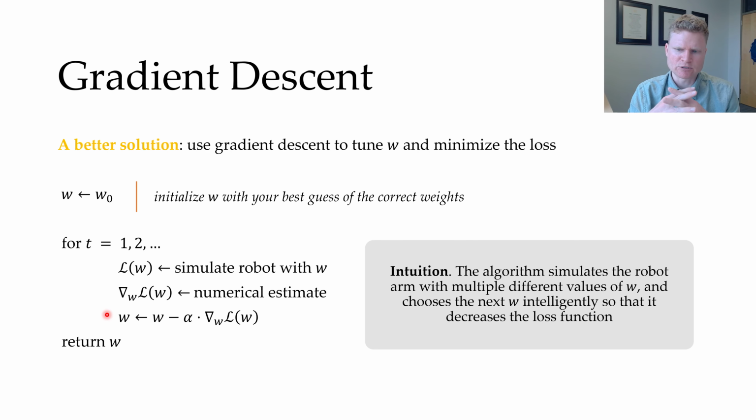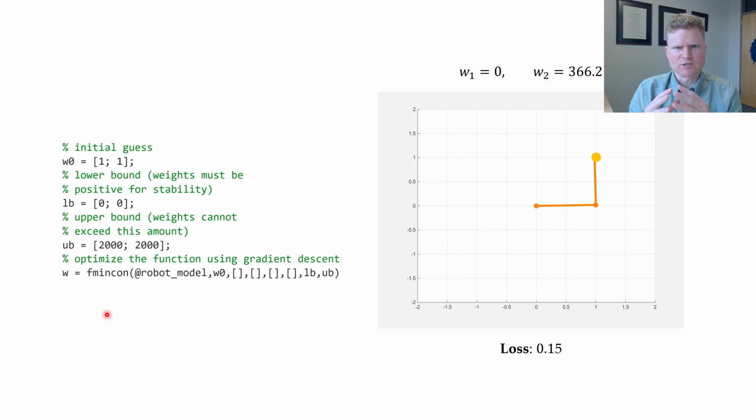So the intuition I want you to have here is I've got an algorithm that can simulate the robot arm with multiple different values of W, and it can choose the next value of W intelligently so that I decrease my loss function. So again, the robot is by itself, autonomously trying to update its weights through experiences, seeing what works and what doesn't, in order to find the weights that are going to have the best control performance. And here I'm visualizing that process.